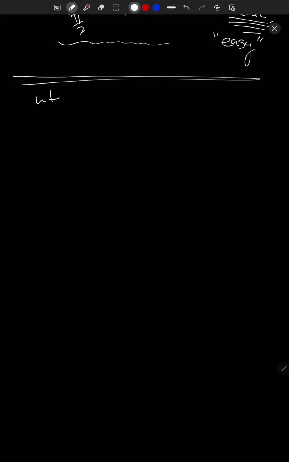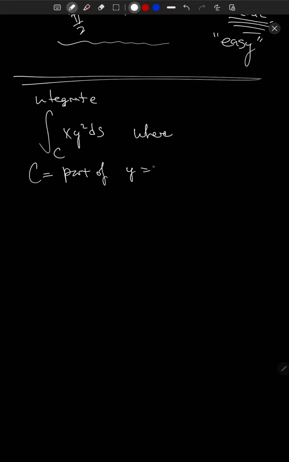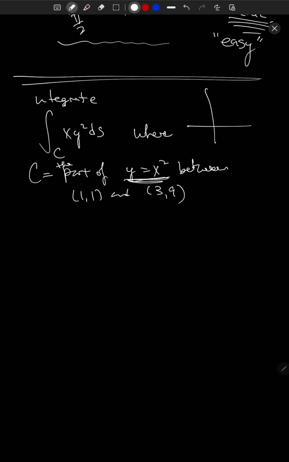So let's integrate this guy here, where C is equal to part of y equals x squared. Let me write the part of y equals x squared between (1, 1) and, let's say, (3, 9). All right. So in terms of the picture, we're interested in a part of a parabola, y equals x squared, between (1, 1) and (3, 9). Okay, so we're interested in finding the integral of our function above this curve right there.